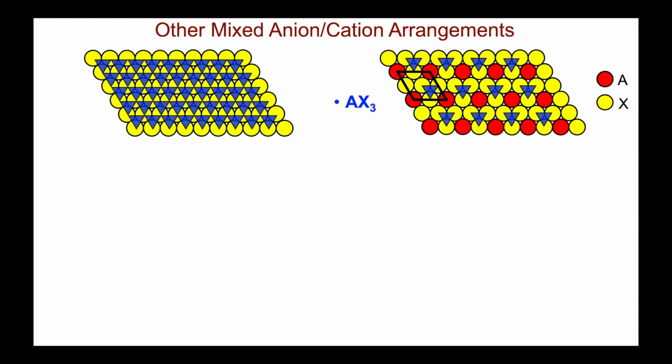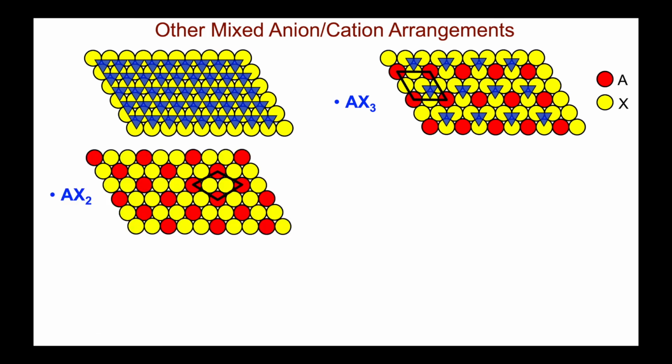There are some other examples of mixed anion-cation arrangements. We saw the AX3, where there's one red for three yellows, and these are the bases of the octahedra that are occupied in perovskite. We can also have other types of ratios of larger cations and anions within these layers. The example shown here, one will find, if we identify the repeat, that the ratio of A to X is 1 to 2. And this is the simplest arrangement, where each cation within the layer is completely surrounded by anions.